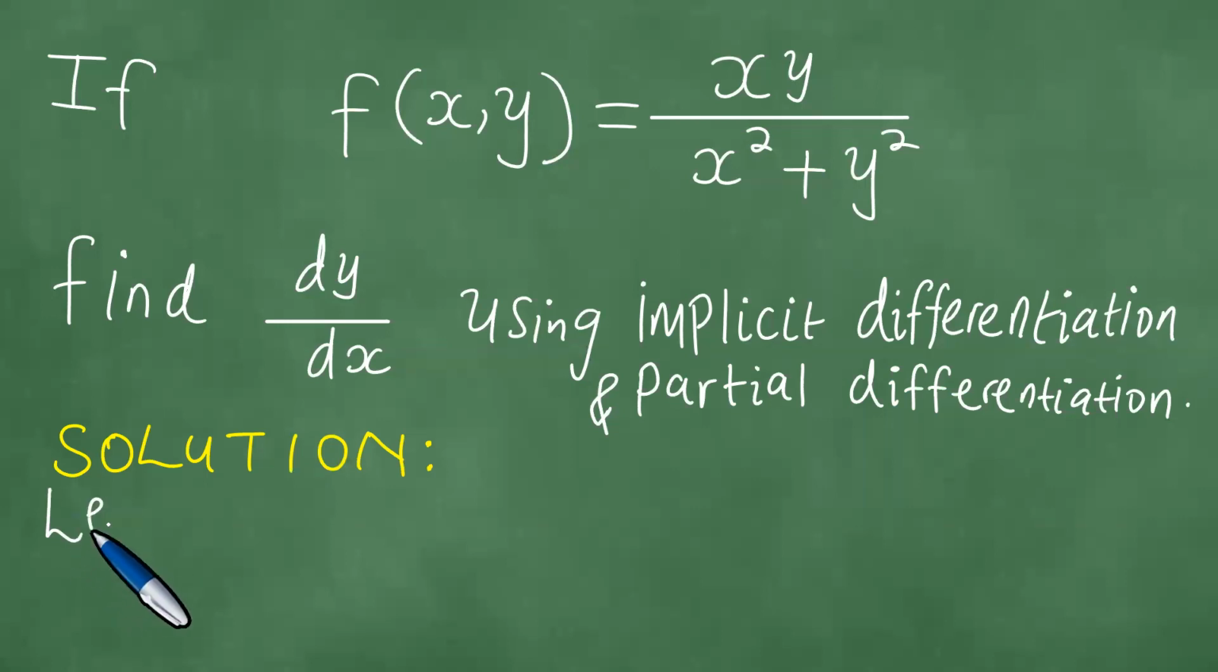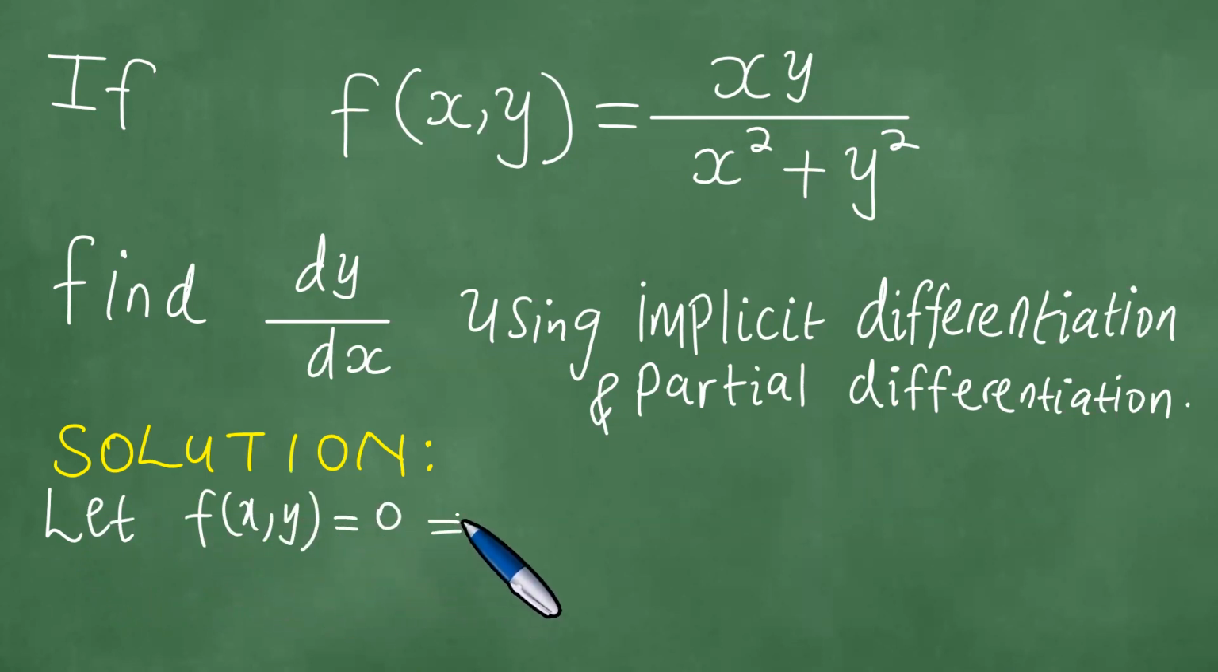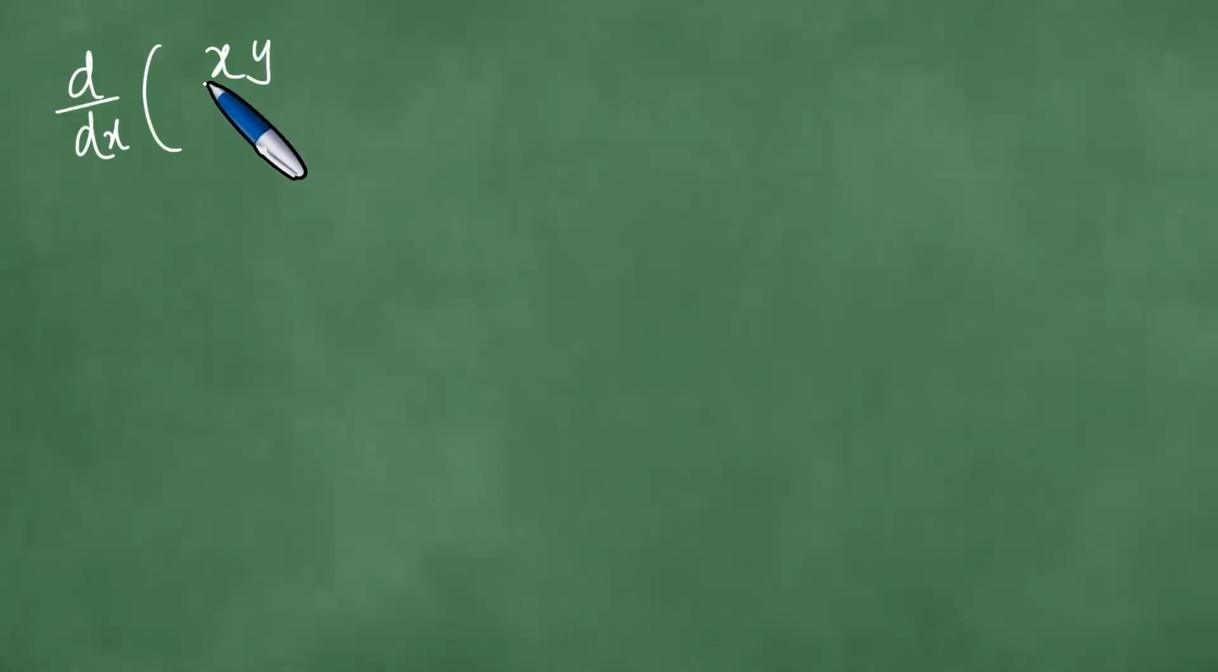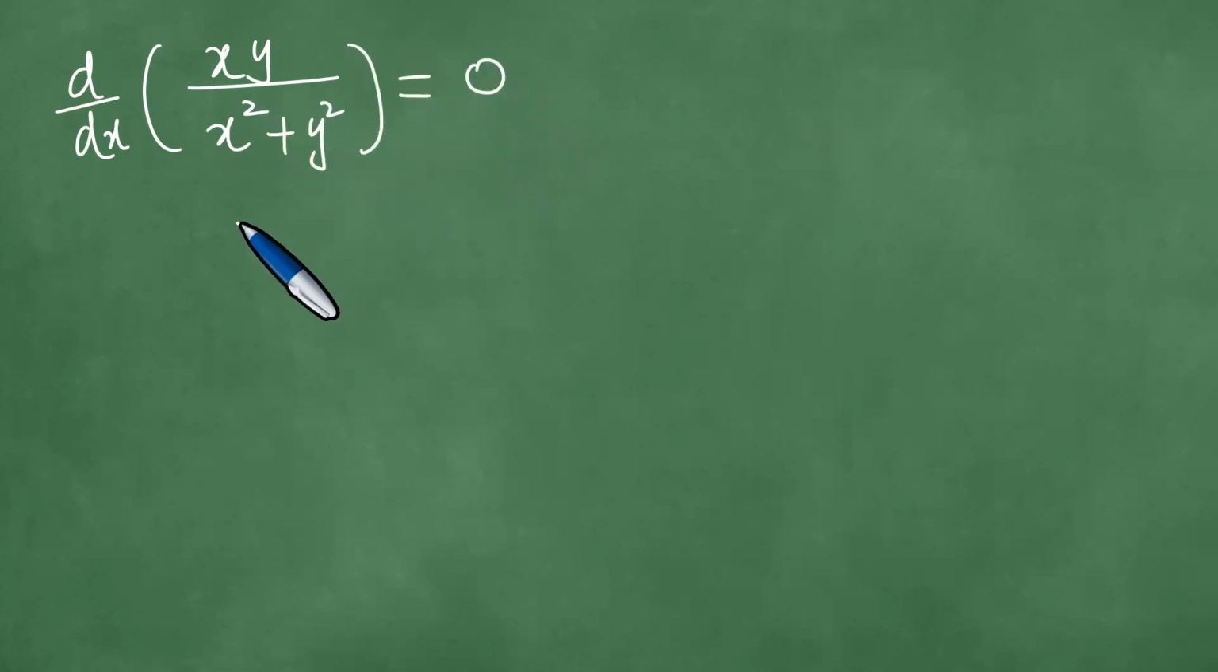So we let f(x, y) be equal to 0. And surely this implies that xy divided by x squared plus y squared is equal to 0. Which means, therefore, we have that the derivative with respect to x of xy divided by x squared plus y squared equals 0.